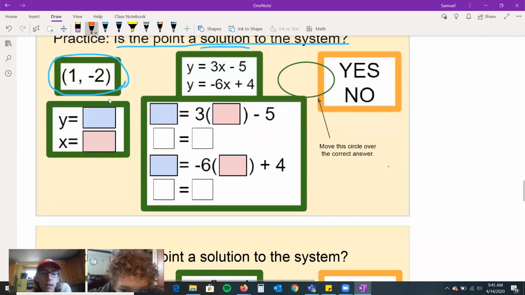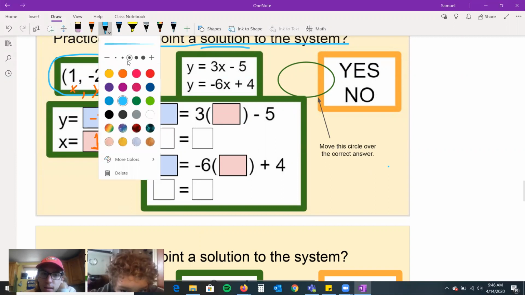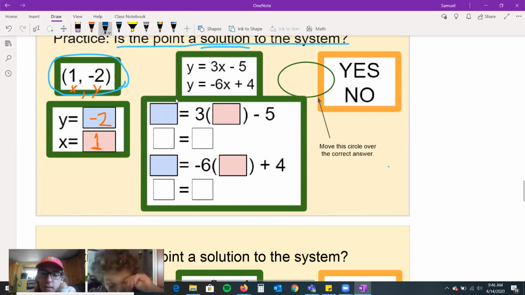Here is our point that we're given, negative 1 comma negative 2, right? Every coordinate pair is made up of an x and a y coordinate, right? So my x is going to be the first one, x comma y. So x is 1 and y is negative 2. It's not a very good looking one, but we're going to go with it. All right, negative 2 is here. So now we have our x and our y, and now we just plug them in, or I should say substitute them in to our two equations.